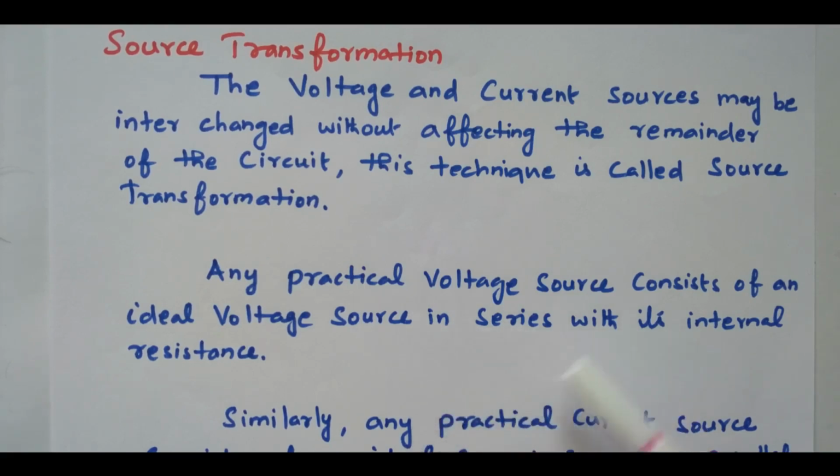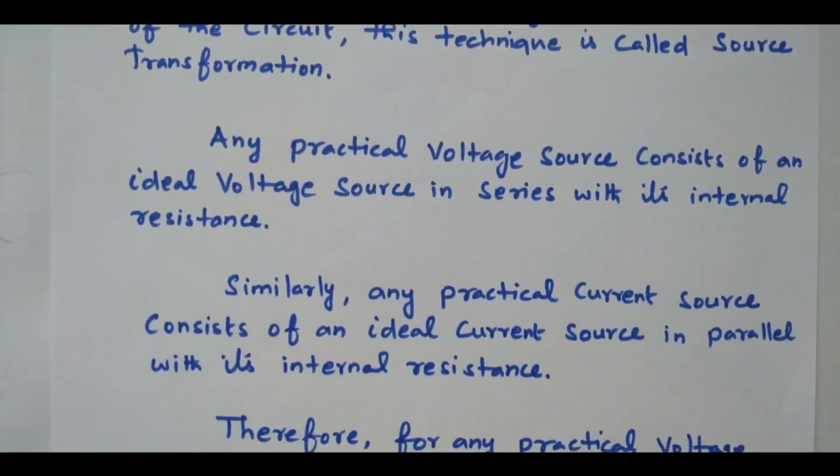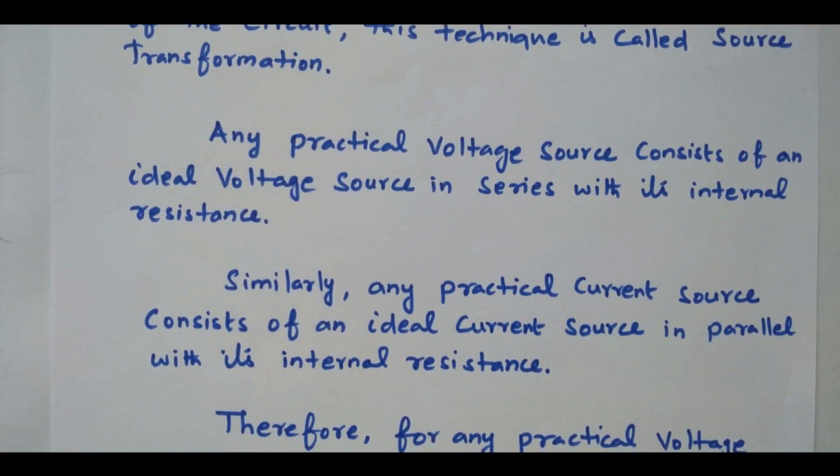Any practical voltage source consists of an internal voltage source in series with the internal resistance. So a practical voltage source is nothing but a voltage source having some internal resistance that is connected in series with the voltage source. Similarly, any current source also has a resistor that is connected in parallel with the current source. Any practical current source consists of an ideal current source in parallel with its internal resistance.